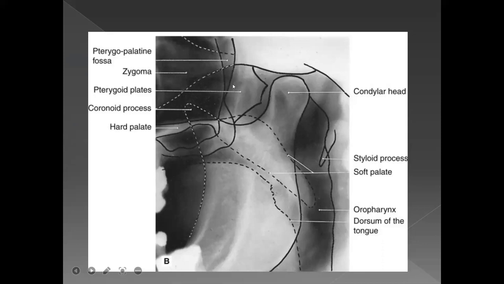So these are the two. This is the nasopharynx over here, and here you have the oropharynx, and here you will see the full continuation of the pharynx over here.